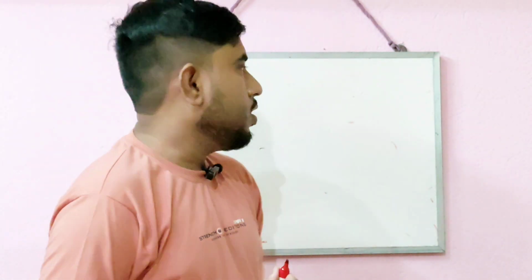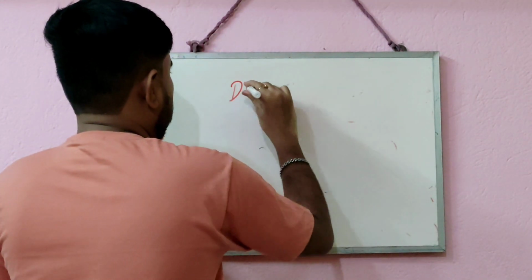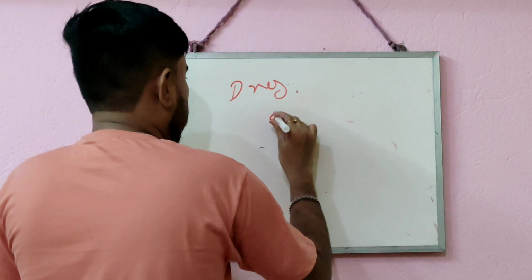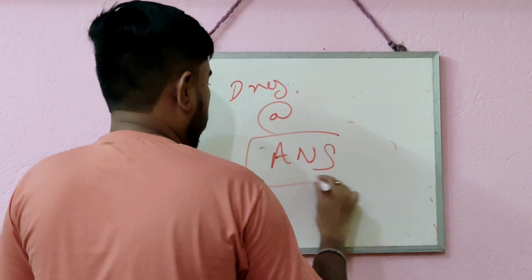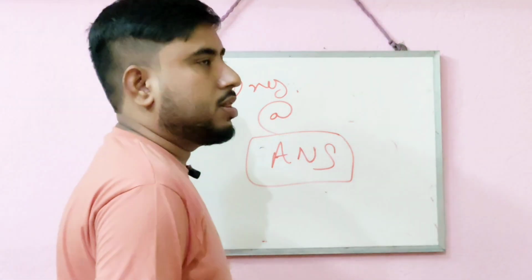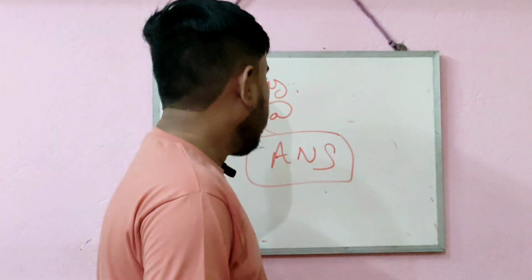In the next video we are going to the main topic of different drugs which act on the autonomic nervous system. In that we are going to study sympathomimetic, sympatholytic, parasympathomimetic, and parasympatholytic drugs in the upcoming classes.